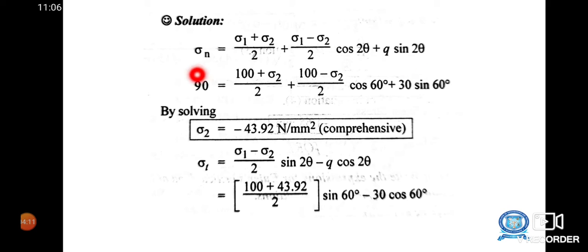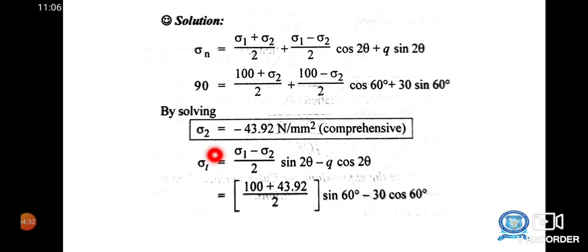Solving this formula, we got the answer for sigma 2. So sigma 2 is equal to minus 43.92 Newton per millimeter square. The minus sign indicates compressive stress. So sigma 2 is a compressive stress, minus 43.92 Newton per millimeter square.